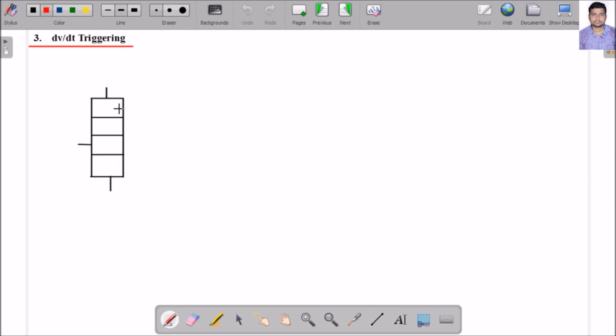In the forward blocking state, when I am not giving any gate signal, it is anode and it is cathode, it is junction J1, it is junction J2, and it is junction J3. Forward blocking state means anode is connected to positive and cathode is connected to negative. Junction J1 is forward biased, junction J3 is forward biased, but junction J2 is reverse biased. So all of the voltage is blocked by J2 only, because the others are forward biased. So total voltage is blocked by the junction J2.